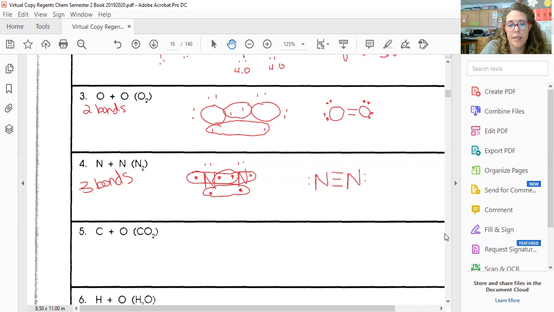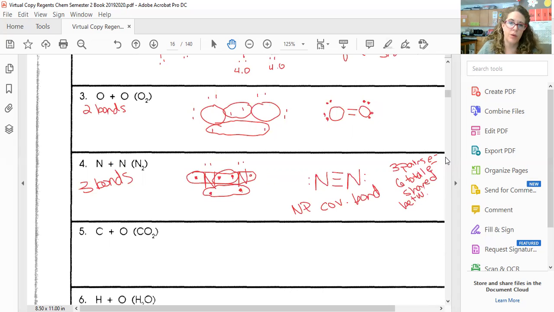And again, this is a non-polar covalent bond because I have 2 of the same non-metals. And in this case, I have 3 pairs of electrons, which means 6 total electrons that are shared between, and I'm just going to go between those 2 nitrogens.